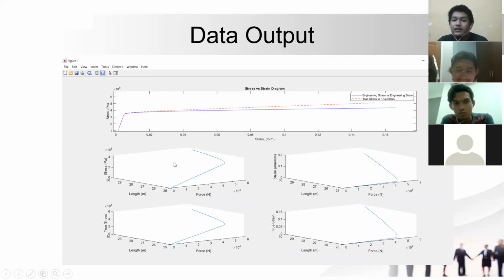So the first 3D plot is force versus length versus stress, and the second one is force versus length versus strain, and the third one is force versus length versus true stress, and the last one is force versus length versus true strain.